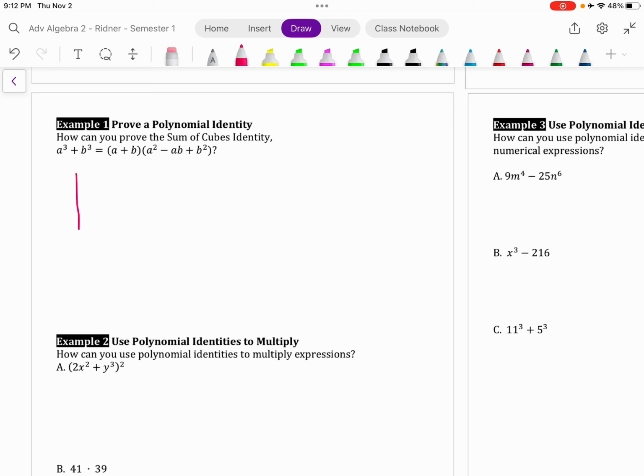We take what we learned in 3-2, which was multiplying. And we're going to do a plus b times a squared minus ab plus b squared. This would be a great spot to pause, try it on your own, see what you get, and see if yours matches what I get.